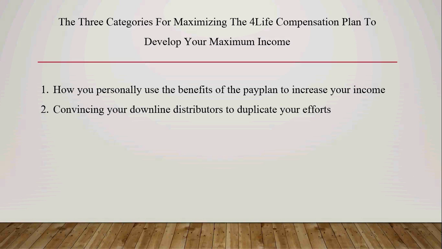The second category is convincing your downline distributors to duplicate your efforts in this opportunity. And the third one is how you market this to your prospects. These three categories, or jobs that you have, so to speak, are to help you maximize the compensation plan. So again, the first one is how you personally use the benefits of the pay plan to increase your income. Second is convincing your downline distributors to duplicate this so that they can have the same success and the same type of results that you have. And thirdly, again, is how you market this to prospects.